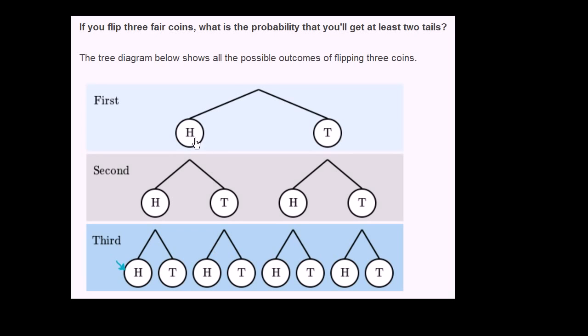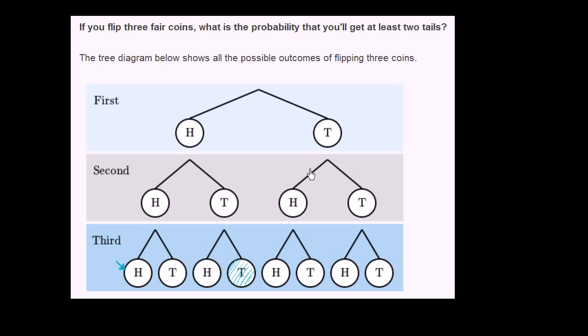What about this one here? Heads, tails, heads. Once again, only 1 tail, so that doesn't meet it. Heads, tails, tails. This one does. So let me color this in. Let me color all the ones that meet our constraints. This is getting a tail on the third one, a tail on the second one, and a heads on the first. So that's at least 2 tails.